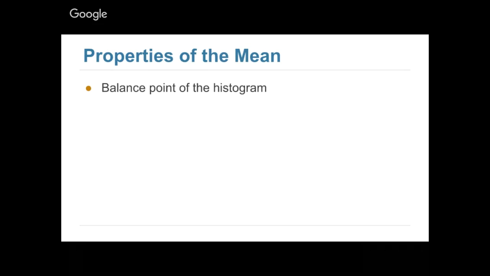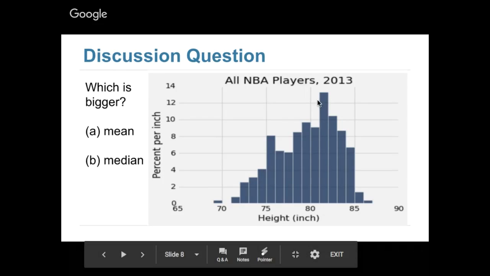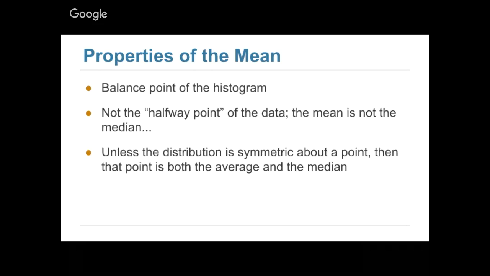It just so happens that if you look at physics and how the balance thing works, it turns out that the mean is actually what you want. So the mean of the mass is kind of like where you want to put your finger. It's not the halfway point of the data. It's not just cut my data in half and put my mean there. That's what the median is. And as I mentioned, unless the data is perfectly symmetric, the mean is not going to be the same as the median.